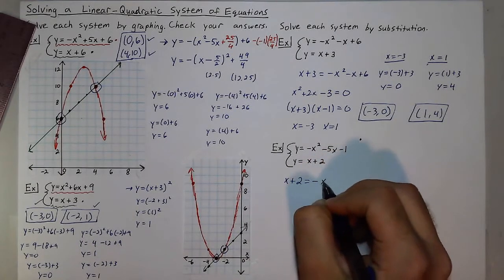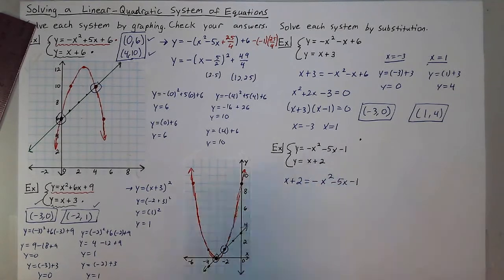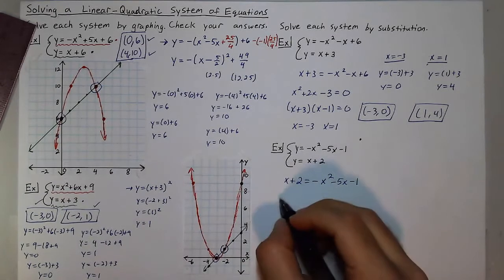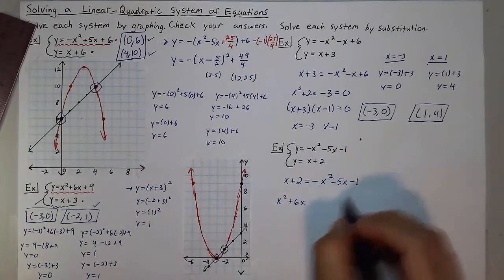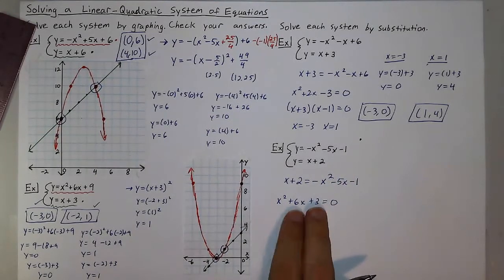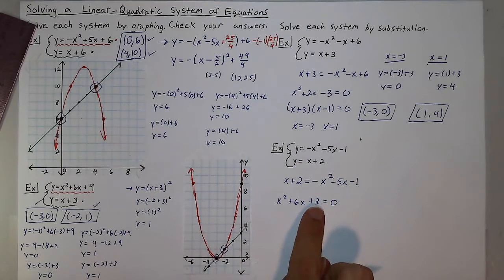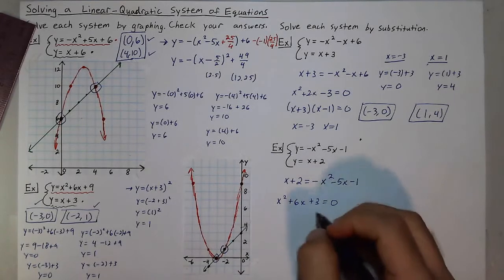to negative x squared minus 5x minus 1. I can move everything to one side of the equation, so I'll add x squared, give me x squared, add 5x, plus 6x, plus 3. But now I see I cannot factor this. There are no two numbers that multiply to 3 and then add to 6. So I'm going to have to go about solving this in a different way. I'm going to use the complete the square method.